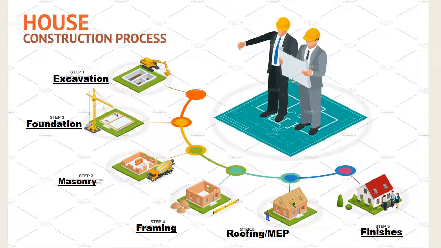So the basic process of how a residential house is completed: step one, as you can see on the top, is excavation. And then going down to step 2, you would lay down your foundation. Step 3 would be any masonry work that would be needed. Step 4 is framing. Step 5 would be roofing and any mechanical, electrical, and plumbing equipment. And step 6 is going to be your exterior and interior finishes.